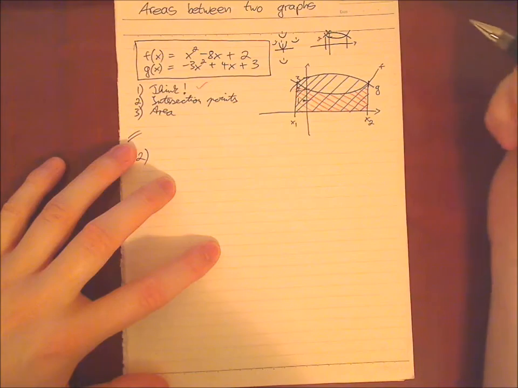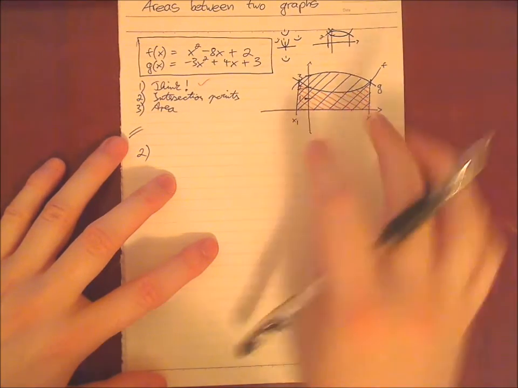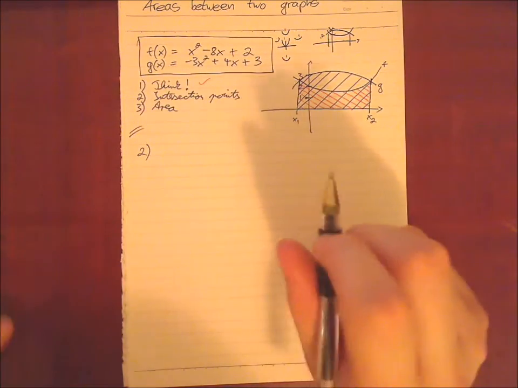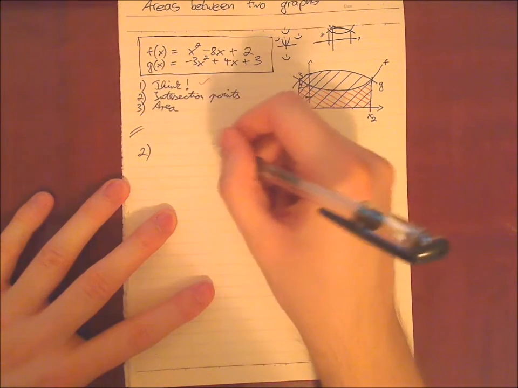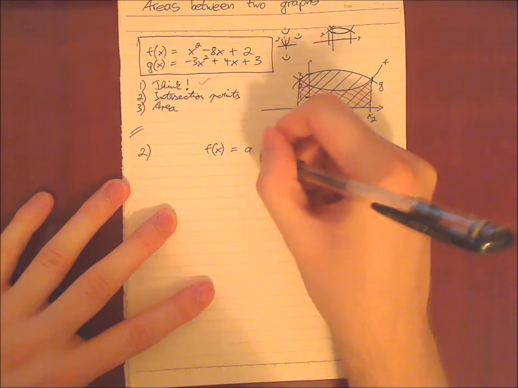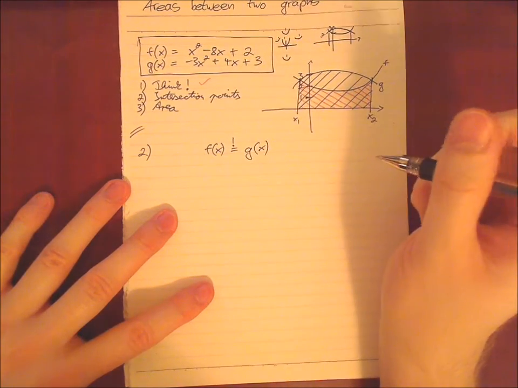Those two, x1 and x2, and then when we know the points, then we can limit our area calculation. So first, that's what we're going to do. We calculate the intersection points. So we say f equals g. That's our assumption, and we want to know where.